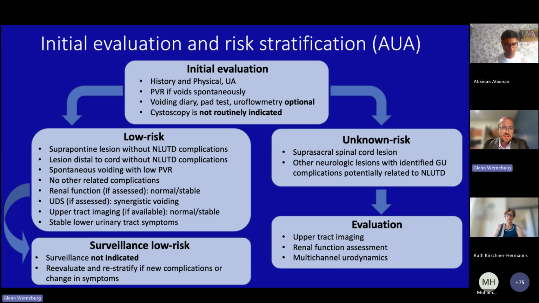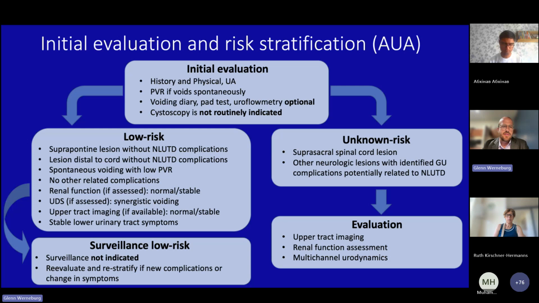They also need to meet some additional criteria. So they need to be voiding with low post-void residual volume. What does low mean? We'll talk about the different cutoffs for that, but there's no particular cutoff, but probably you use a similar one to what we do in the United States, which is about 300 cc's. It really varies based on the patient though.